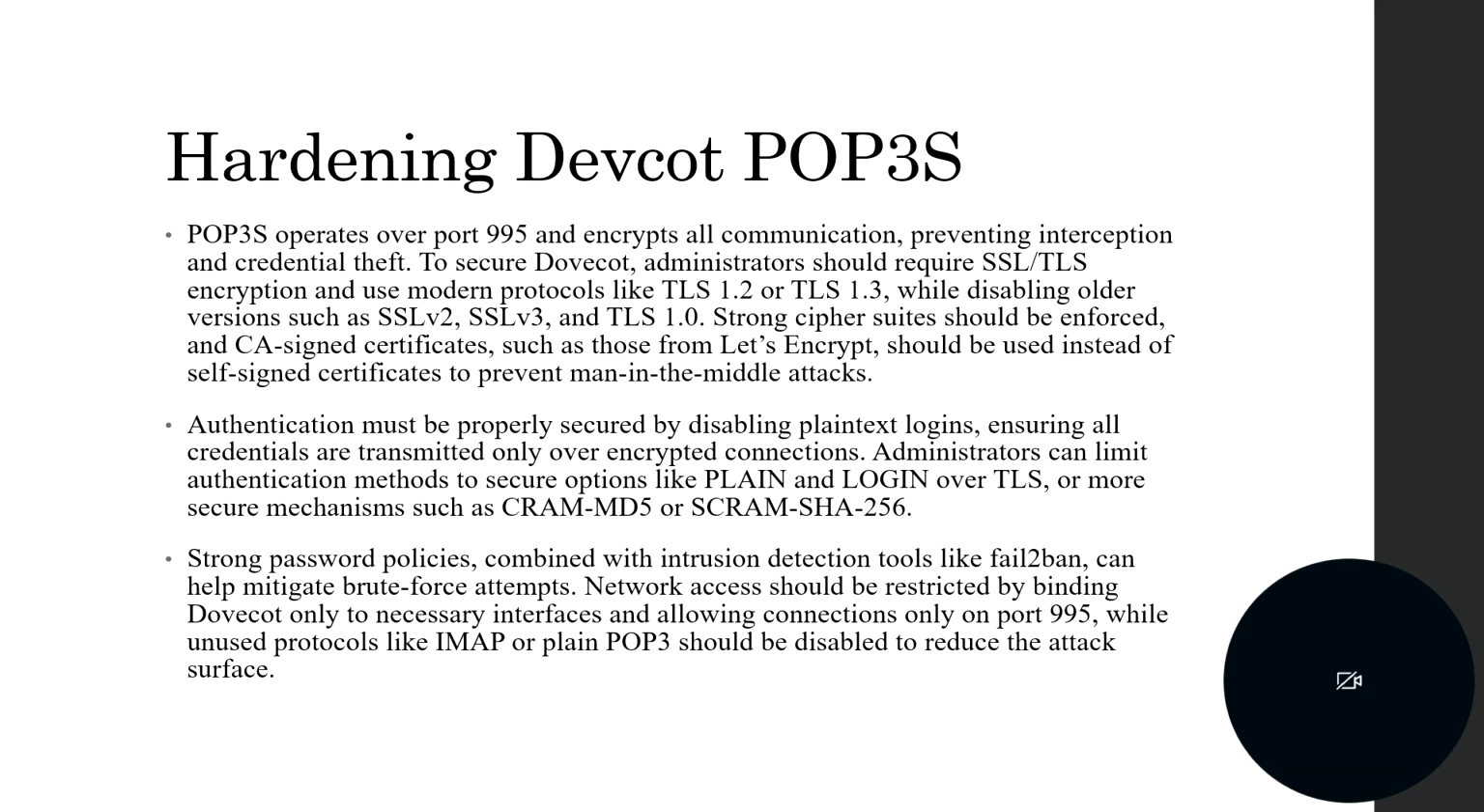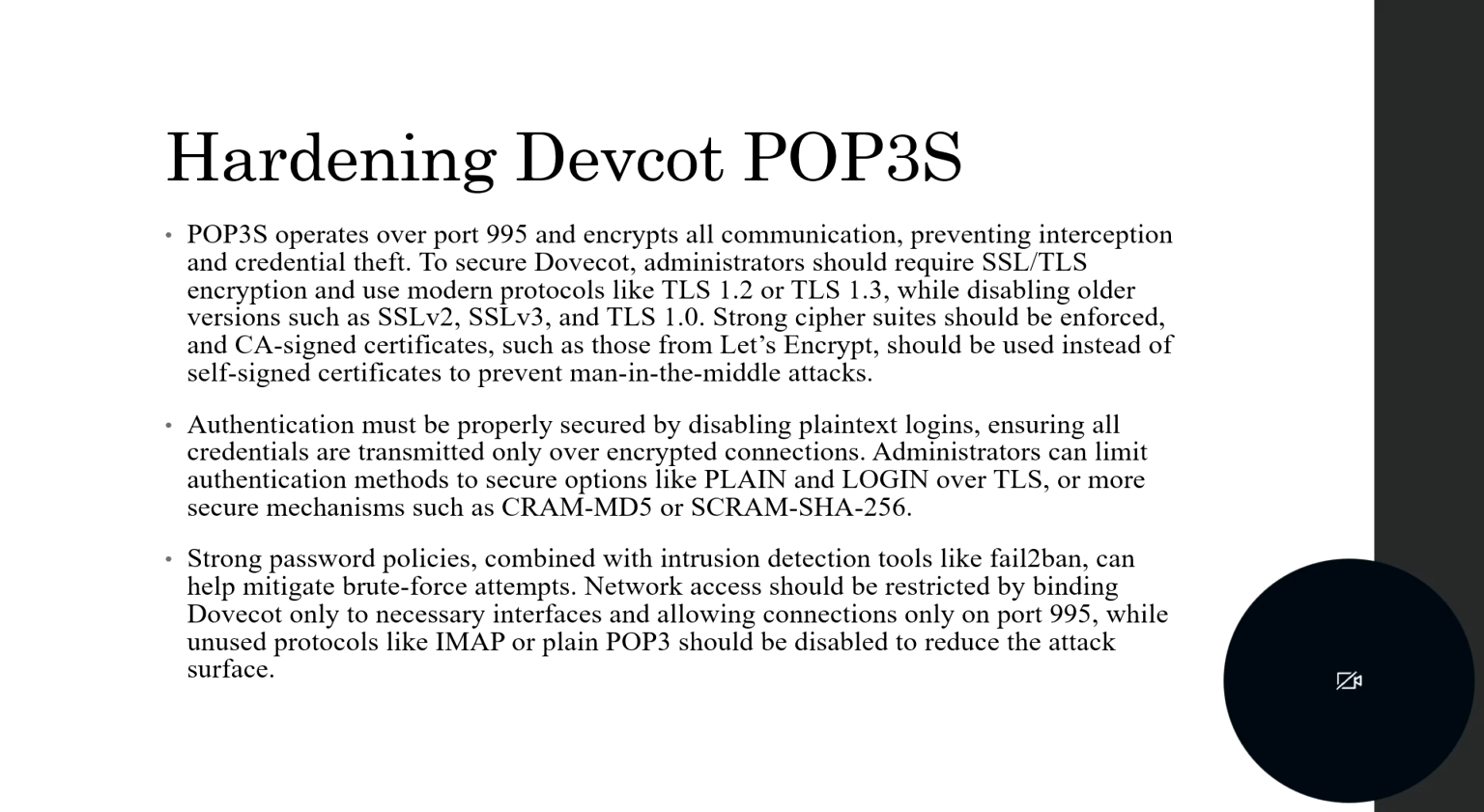Now I'll be talking about some hardening recommendations for Dovecot. POP3S operates over port 995 and encrypts all communication, preventing interception and credential theft. To secure Dovecot, administrators should require SSL and TLS encryption and use modern protocols like TLS 1.2 or TLS 1.3, while disabling older versions such as SSLv2, SSLv3, and TLS 1.0. Strong cipher suites should be enforced, and CA signed certificates such as those from Let's Encrypt should be used instead of self-signed certificates to prevent man-in-the-middle attacks.